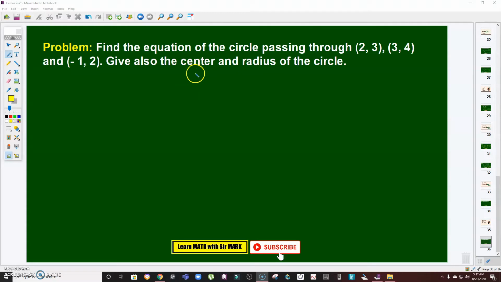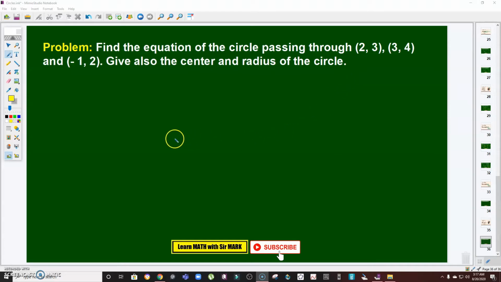If you were able to watch my previous video, I discussed this already, in which I presented two solutions. One solution is to substitute all these 3 points on the general equation, which will yield a system of 3 equations with 3 unknowns. The second solution I presented used the concept of perpendicular bisector. If you're interested to watch it, you can find the link in the video description below.